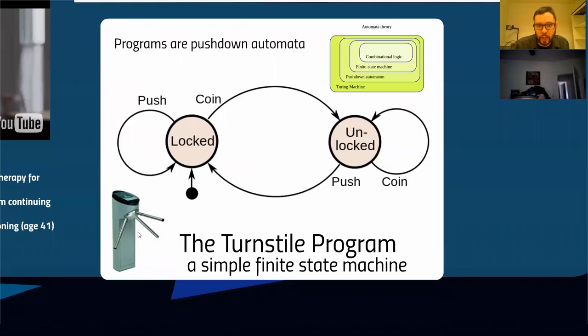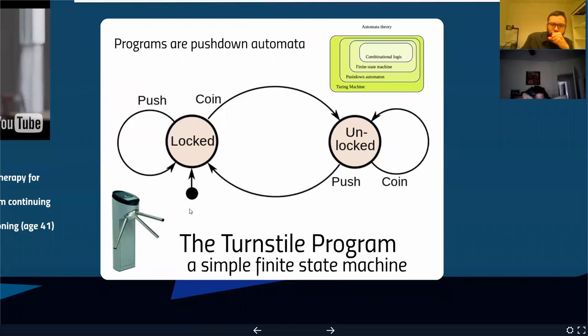This finite state machine describes the function of a turnstile. Like if you're going into the subway, you have to go through a turnstile kind of like this in order to get on the subway. And in order to go through the turnstile, you have to actually pay. You have to put coins in or swipe your card or whatever. So we can describe this behavior of the turnstile in terms of a finite state machine. Here's the finite state machine.